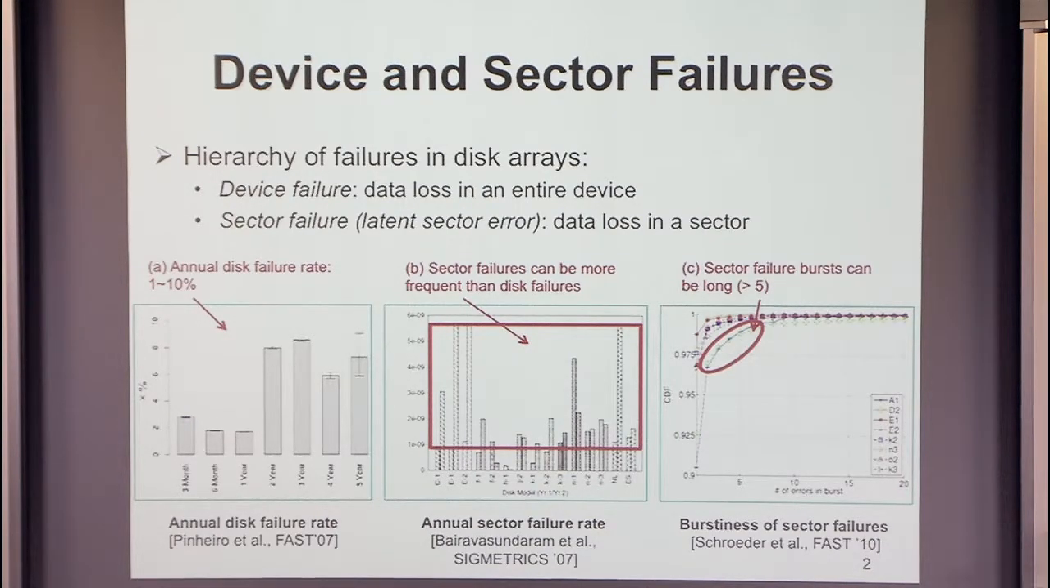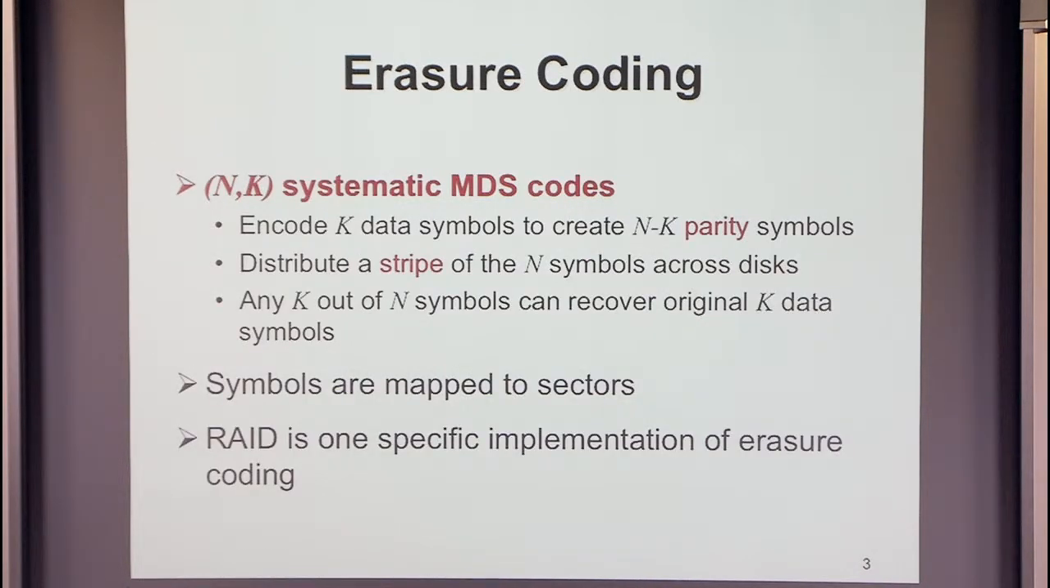So the question is, how do we protect against these device failures and also the sector failures? The common approach is to apply erasure coding. Here we consider (n, k) systematic MDS codes. Basically, we encode k data symbols into n minus k additional symbols, which we call the parities. Then we have n symbols, which we call the stripe, and distribute these n symbols across the disks. Any k of the n symbols can reconstruct the original k data symbols. Or, in other words, as long as you have k symbols, you can reconstruct all n symbols.